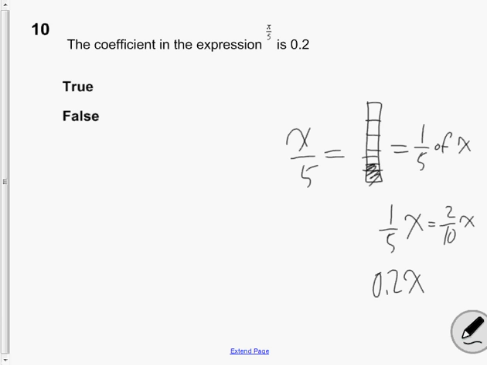So I can really divide these into tenths instead of fifths. And I would have two tenths being there. So the answer is true. The coefficient in that expression is two tenths.